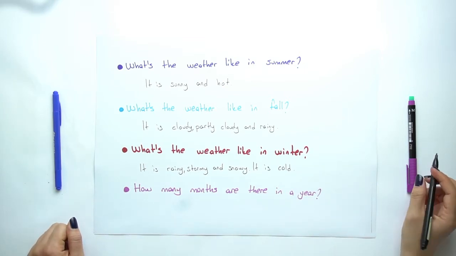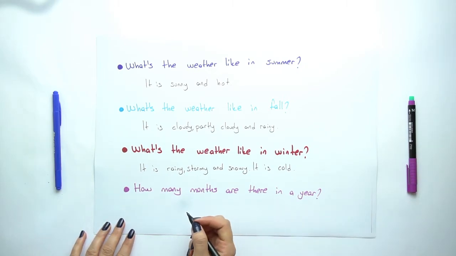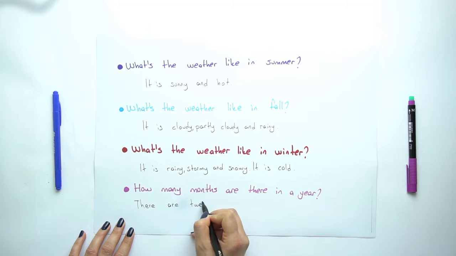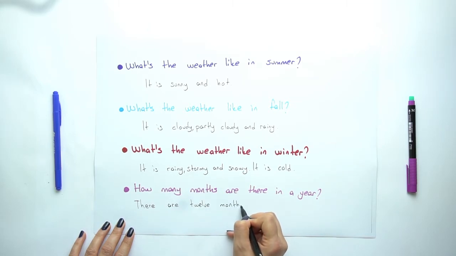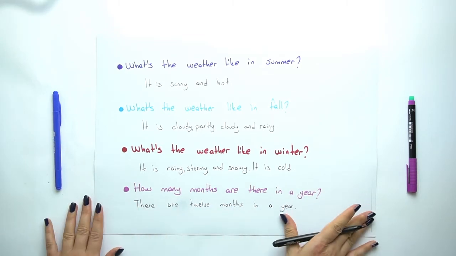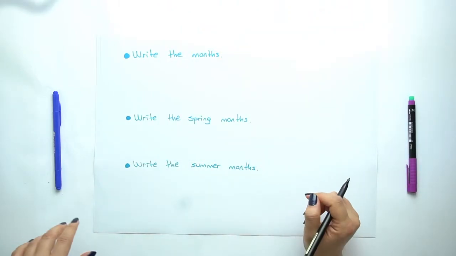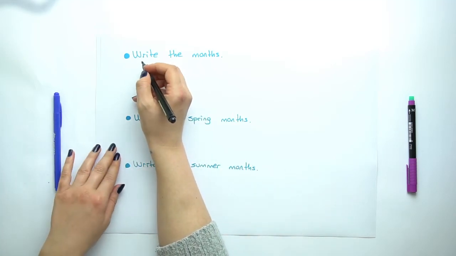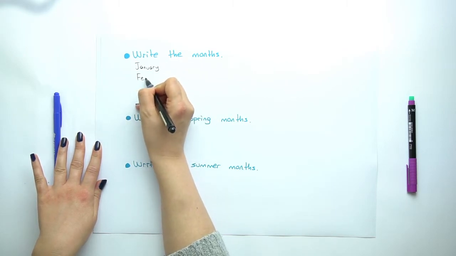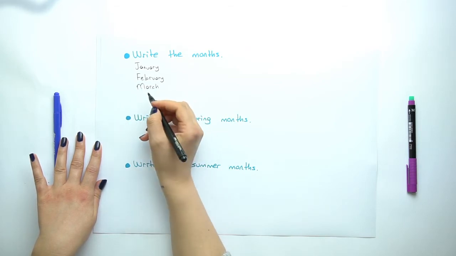Now, next question. How many months are there in a year? Okay, there are 12 months in a year. Okay. Now, next part. This time we will write the names of the months, okay? First one, January. Then we have February. Then March.